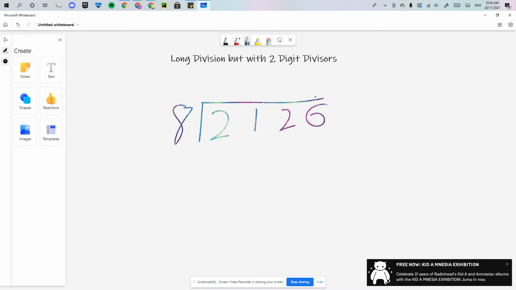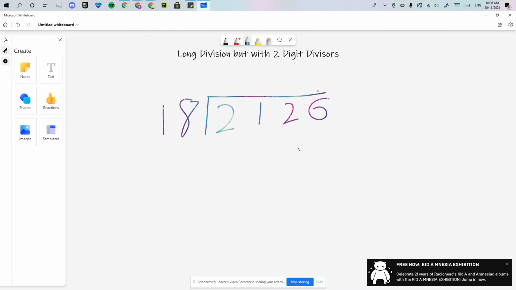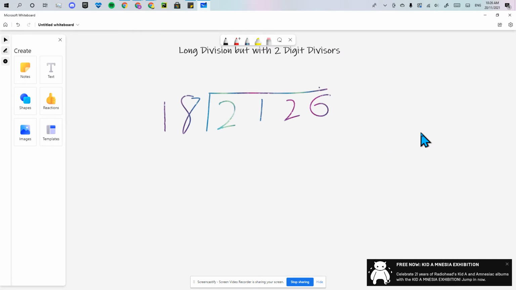Isn't this supposed to be long division but with two-digit divisors? You're right, except I just missed a digit. If we add a 1 to the left of the 8, it no longer changes its value from 8. It changes its value to 18. So here the question is 2,126 divided by 18. Then the actual procedure starts.